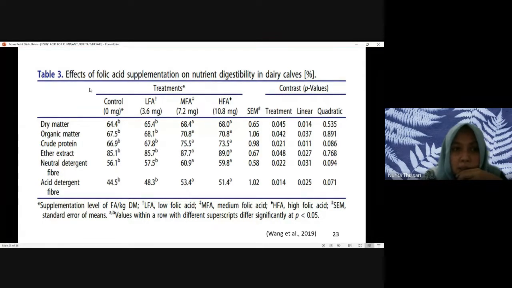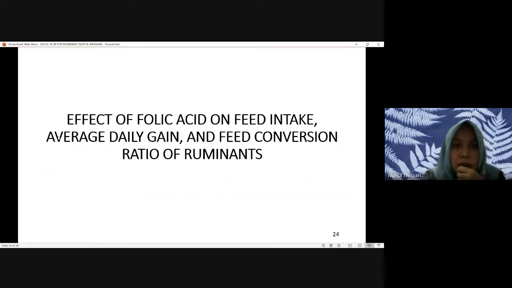And then this one, I would like to show the effect of folic acid supplementation on nutrient digestibility in dairy calf. In this figure, I would like to show that the increasing level of folic acid also improves the dry matter, organic matter, crude protein, ether extract, neutral detergent fiber, and acid detergent fiber in the rumen. And then I move to the effect of folic acid on feed intake, average daily gain, and feed conversion ratio of ruminants.